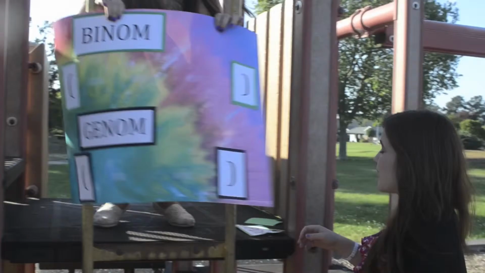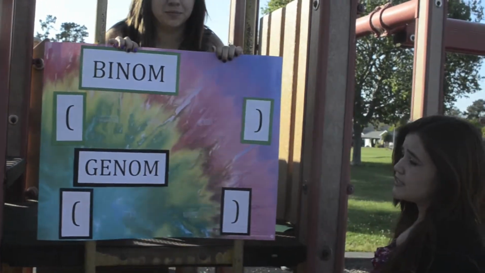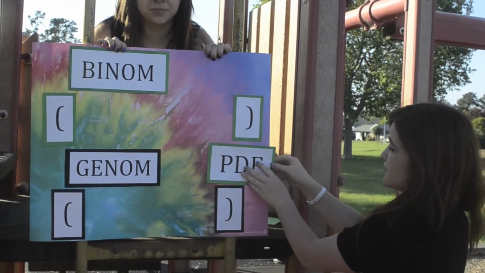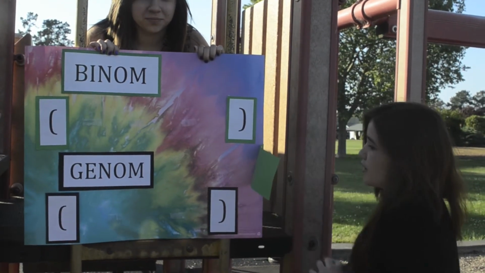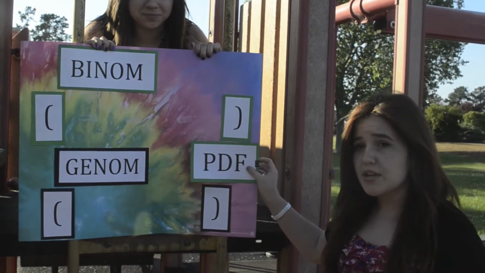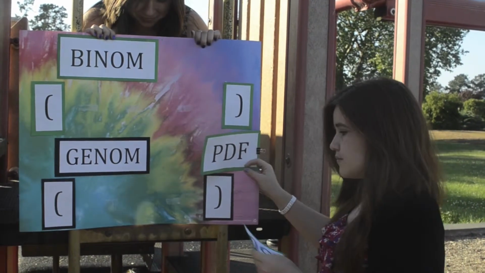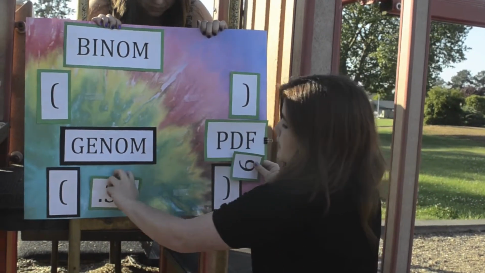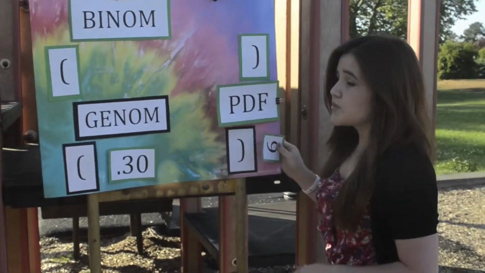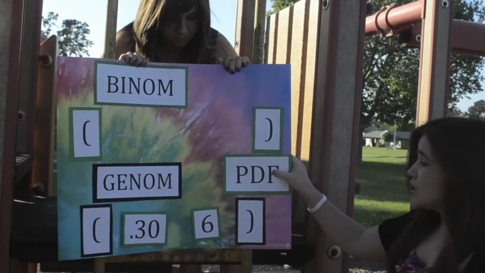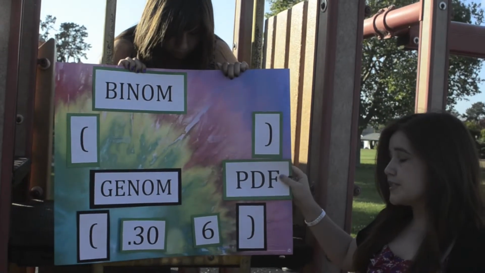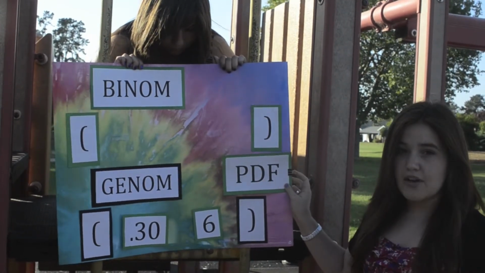What we're going to need is a statistic called geometric. For this case, we're going to be using PDF. And you're going to be looking at two important numbers, the percentage of the probability and the number that you want. So you're going to be looking at 30%, which in decimal form is 0.30, and the 6th one. So geometpdf of 0.30, 6. Let's calculate.